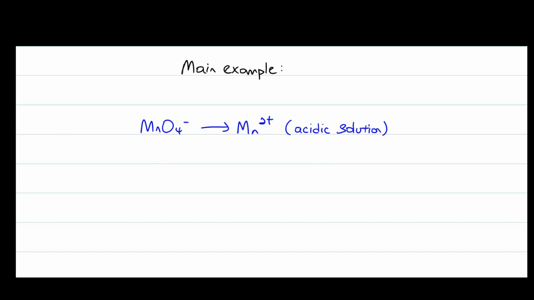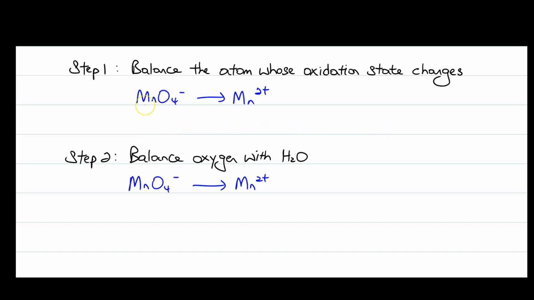Now, let's try a more important redox half equation. Permanganate ion changes to manganese 2+ ion in acidic solution. This is a classic example because it forces us to balance oxygen, hydrogen, and charge in the correct order. First, balance the atom whose oxidation state changes. Here, manganese is already balanced because there is 1 manganese on each side. Next, balance oxygen using water. There are 4 oxygens on the left, so I add 4 water molecules to the right.